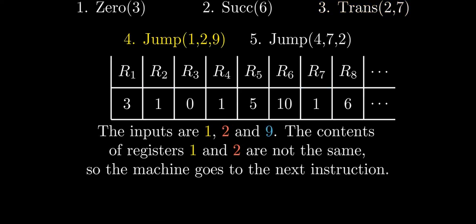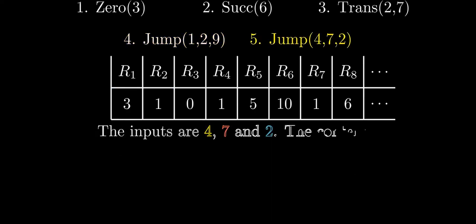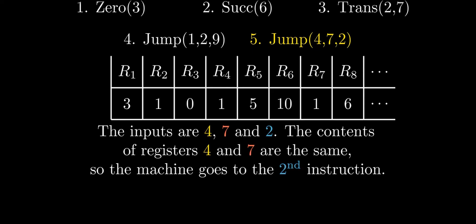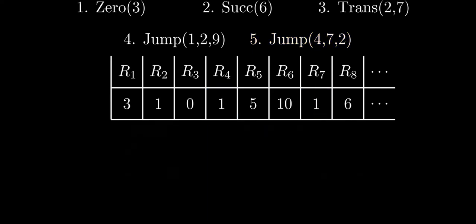It takes in 3 inputs, here 1, 2, and 9. The machine then compares the contents of registers 1 and 2. In this case, they are not equal, as 3 is not equal to 1, so the machine goes to the next instruction. However, in this case, the jump instruction takes in 4, 7, and 2, so the machine compares the contents of registers 4 and 7. Here they are equal, as 1 is equal to 1, so the machine goes to the second instruction.